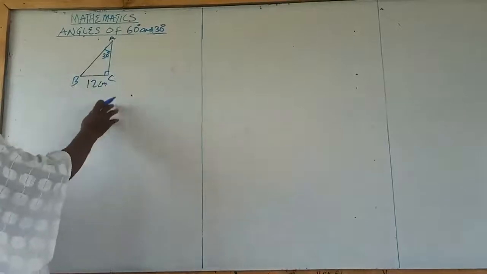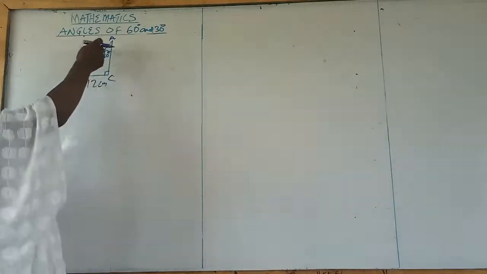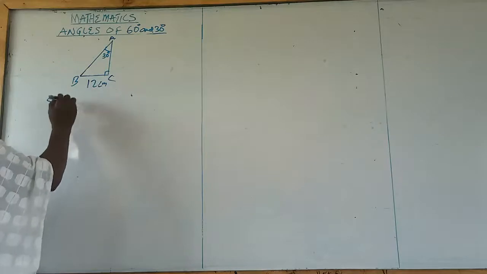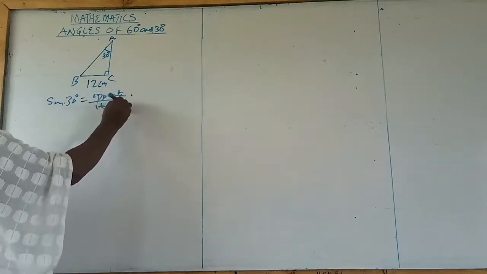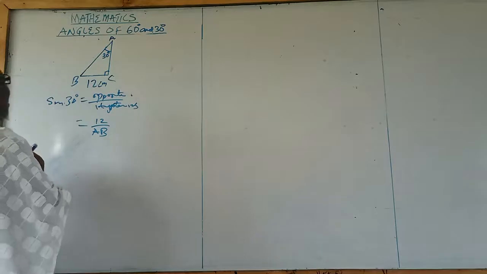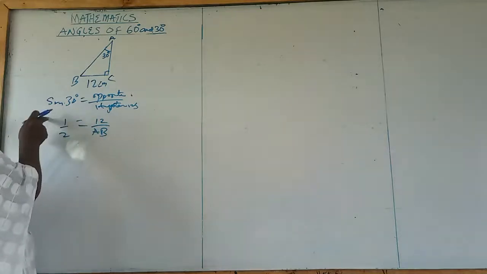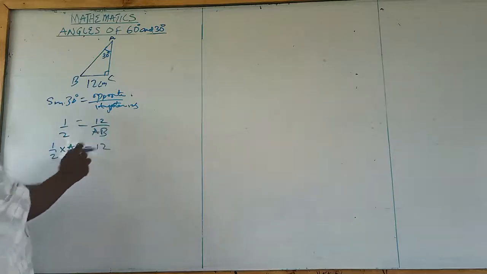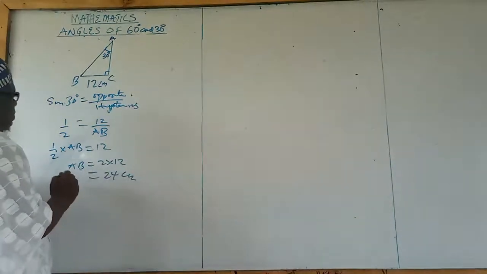Triangle ABC. The angle is 30 degrees and BC is 12. We want to find AB and AC. BC is opposite, AB is the hypotenuse. So we use sine. Sine 30 is opposite over hypotenuse. Opposite is 12, hypotenuse is AB. Sine 30 is one half. So half times AB is equal to 12. So AB is equal to 2 multiplied by 12, which is 24. So AB is 24 centimeters.